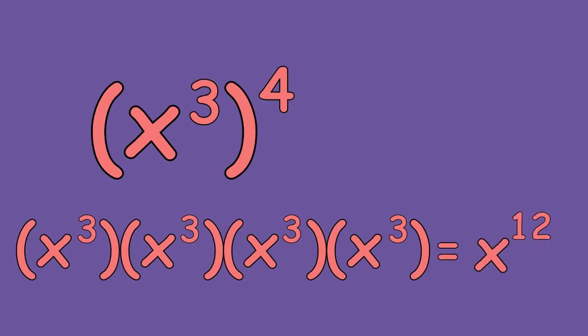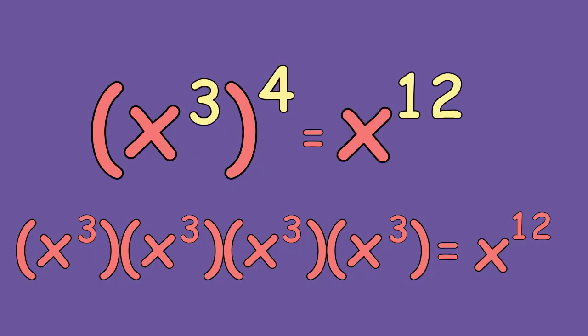You could do this whenever you have to raise an exponent to a power, but there's an easier way. Instead of expanding the problem and adding the exponents, just multiply. For this problem, we can just multiply the 3 and 4 to get 12.